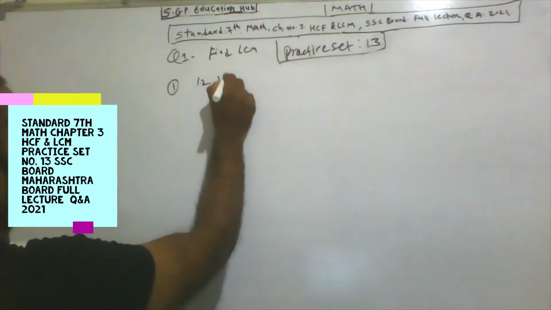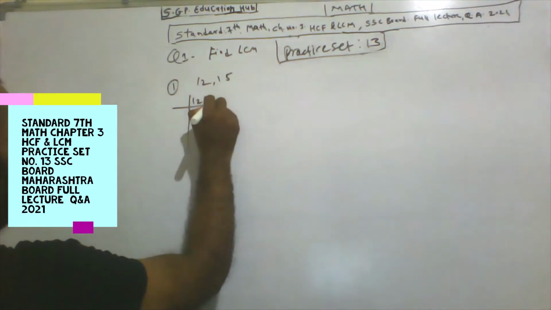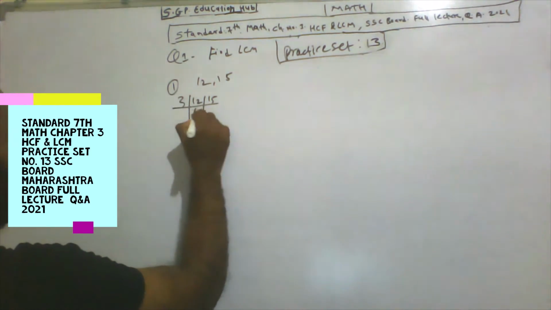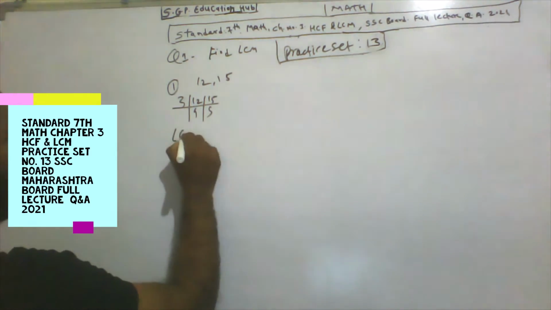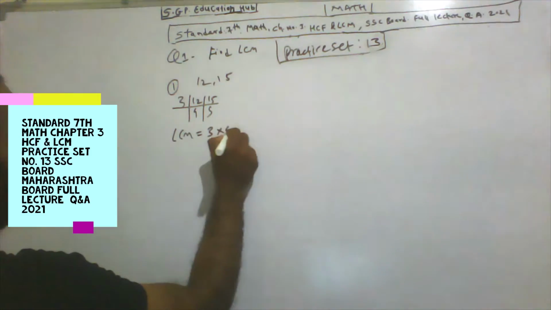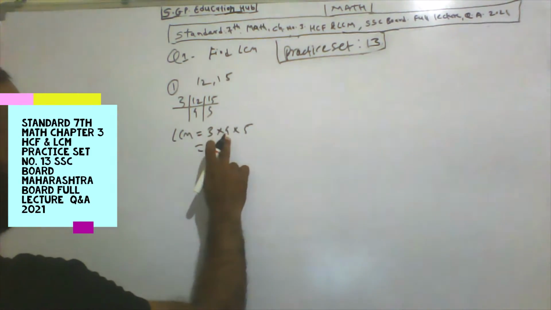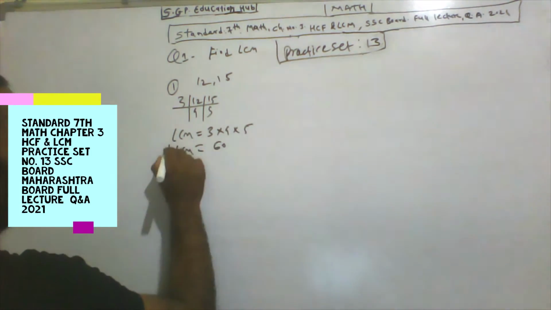Question 1 is 12 and 15. Dividing by 3, we get 4 and 5. So LCM is 3 into 4 into 5, which is 60.